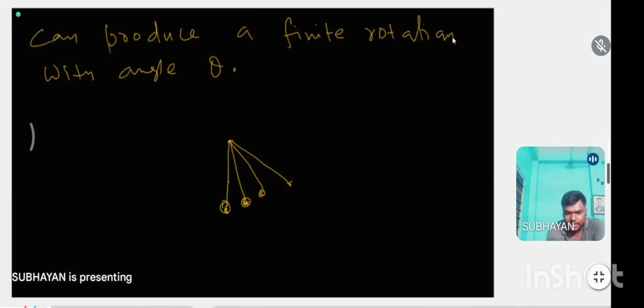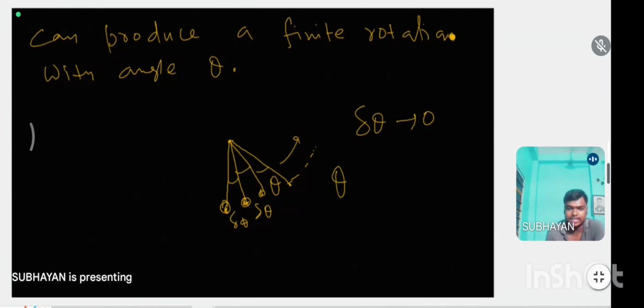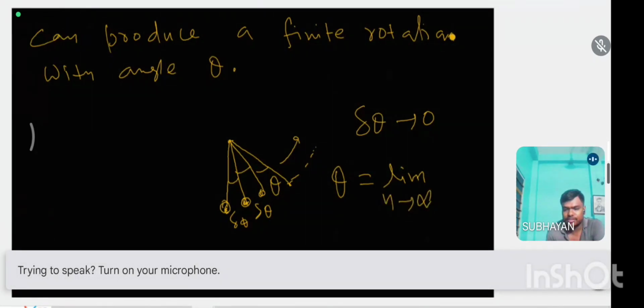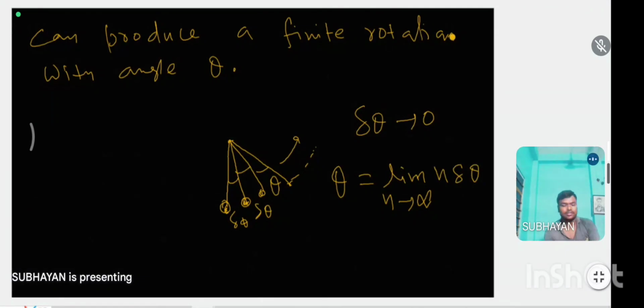Okay, this is delta theta, again another delta theta, again another delta theta. So as delta theta tends to 0, it's very small. After an infinite number of successive rotations, you may find some finite rotation. That means theta is the finite rotational angle, which is the limit as n tends to infinity of n times delta theta. So an infinite number of successive small angle rotations will yield some finite and appreciable angle of rotation.